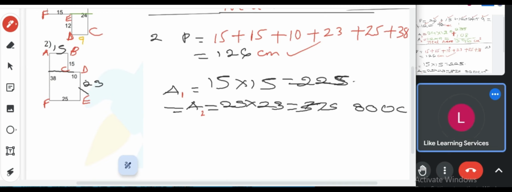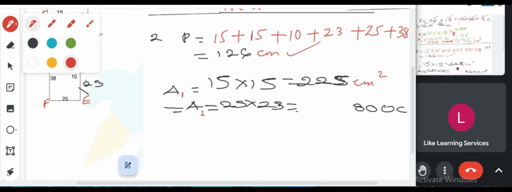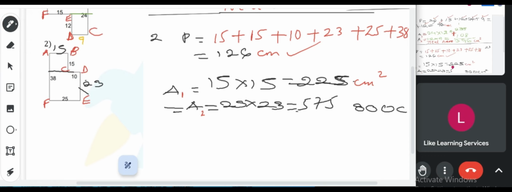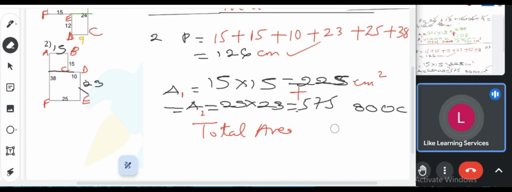So the first area is 15 times 15. Correct. 225 centimeters squared. The second area, what did you do? 25 times 23. Good. What did you get? 575. And then when you added, what did you get? 800 centimeters squared. So the total area is 800 centimeters squared. All right.